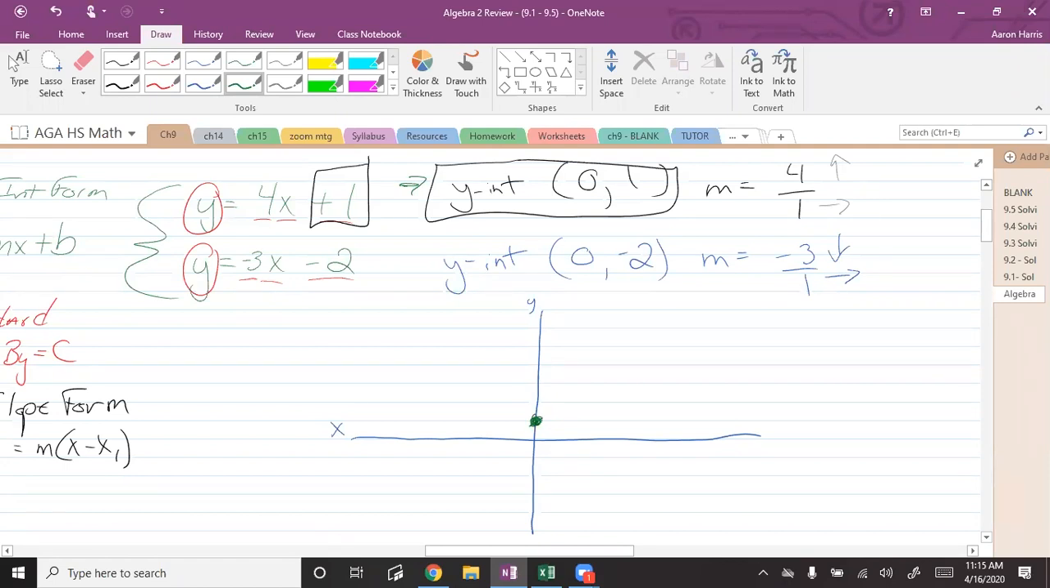Good. How do I get my second point? That's when you graph the slope. Good. So it tells me to do what? Go up 4. So 1, 2, 3, 4. And now what? The right one. Right 1. That is my second point. What do I do now? Make a line.